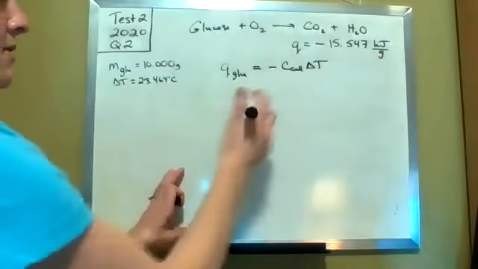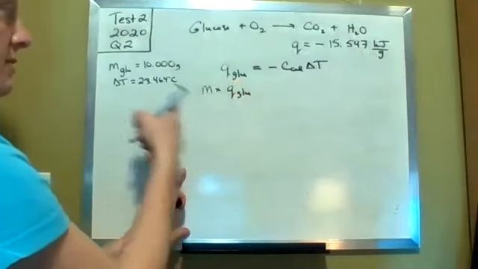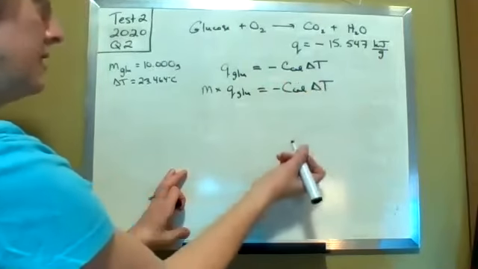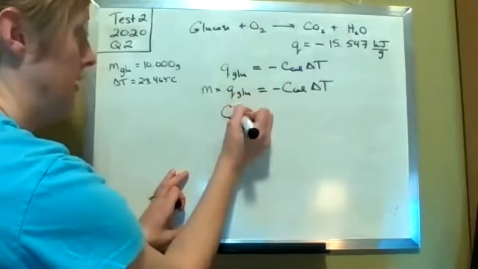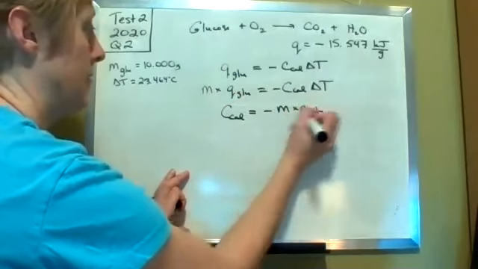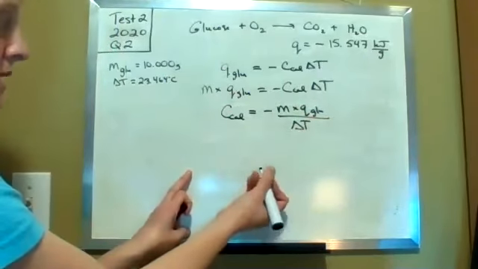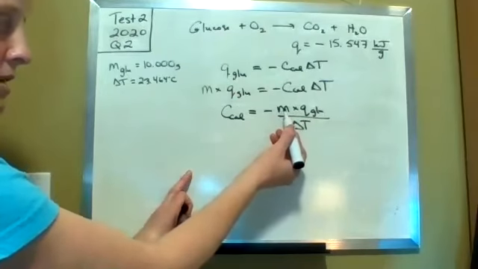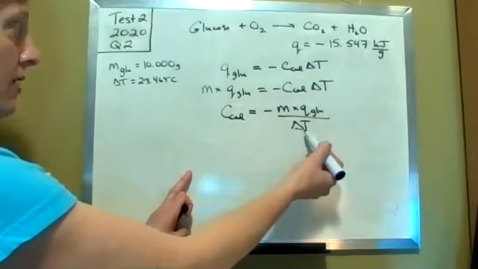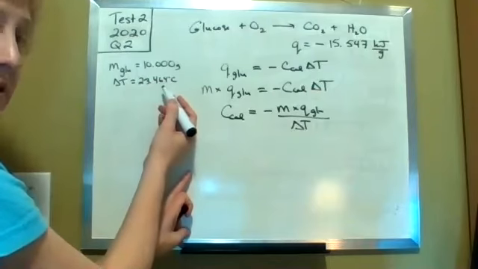Now we have to find the mass times this heat release, because we have 10 grams of it, equals Ccal delta T. So we can solve for Ccal. That's going to equal minus mass times the heat of combustion of glucose over delta T. As you put everything in here, there shouldn't be any changes. You're going to have your 10 grams, your minus 15.547, over 23.464 degrees Celsius or Kelvin, it's the same thing.